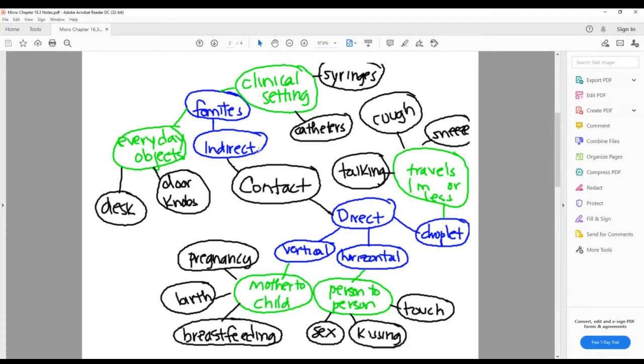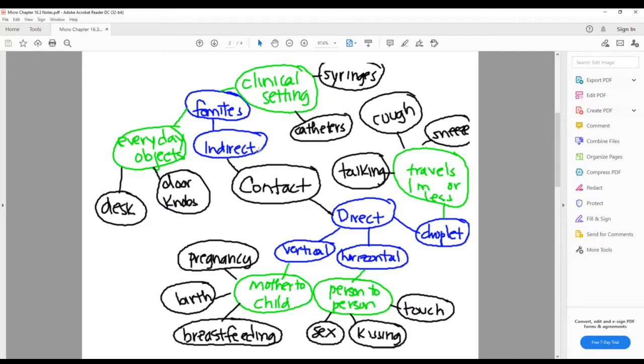When we look at direct transmission, this is when we have people that are close together, okay? So we have horizontal transmission, which is person to person. So by touching, by kissing, through sex, it is mucous membrane to mucous membrane, essentially.